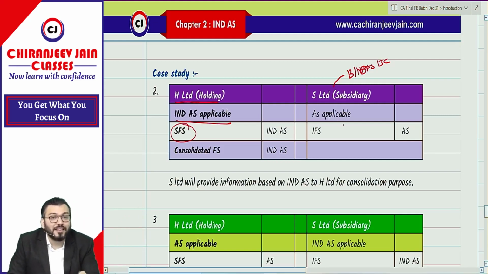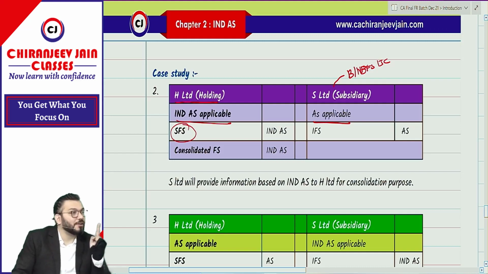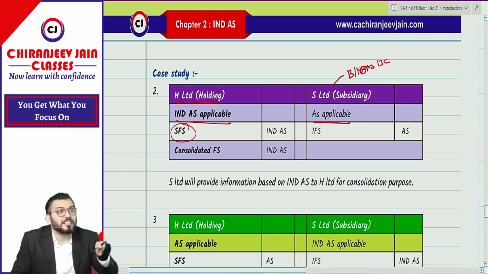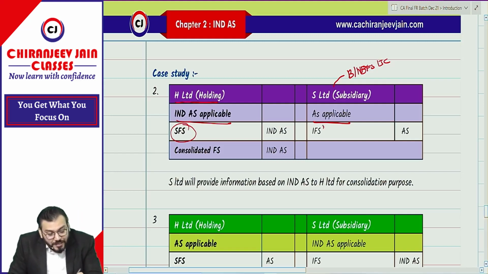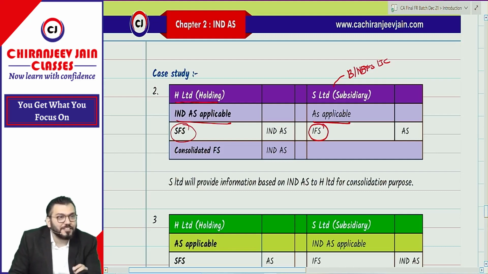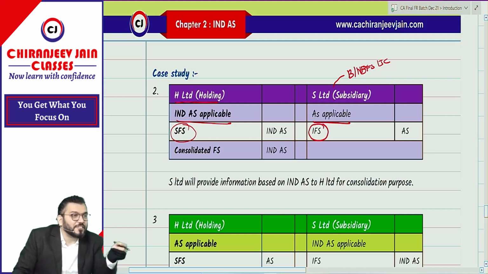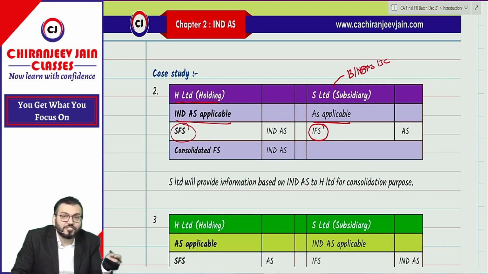So it might happen that right now Ind AS is not applicable. It is quite possible. So AS is applicable right now. It means they are preparing their individual financial statement based on the existing accounting standard. They are preparing IFS. Understood why I have written IFS? Because it is not a parent company. Whenever I mention IFS, it means individual financial statement. Individual financial statement is a financial statement of any company which is not a parent company.